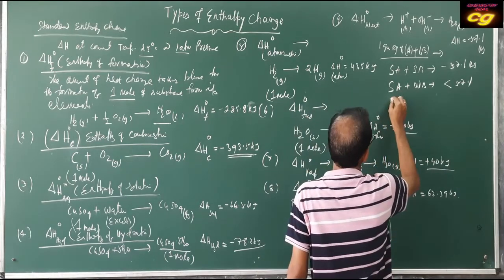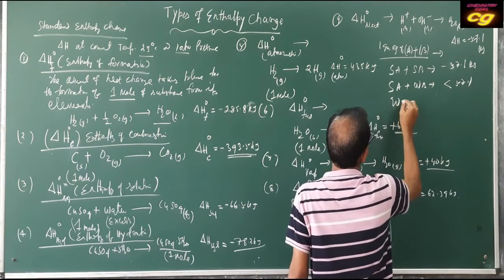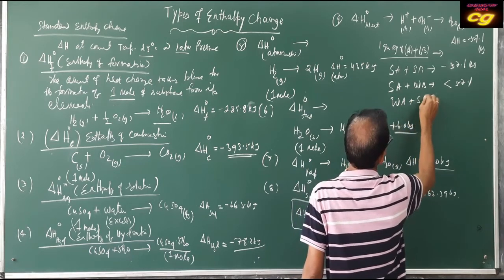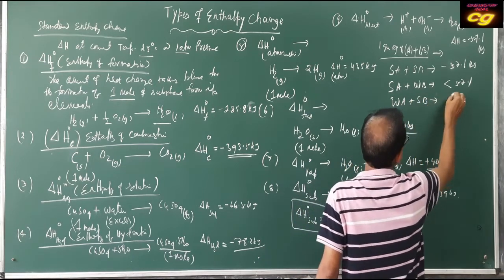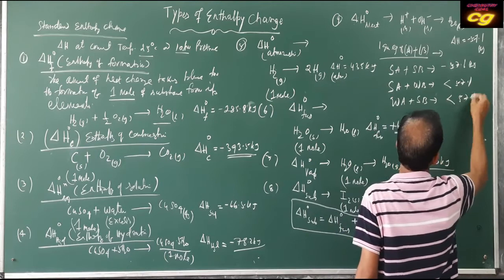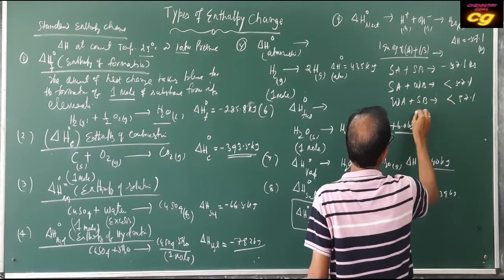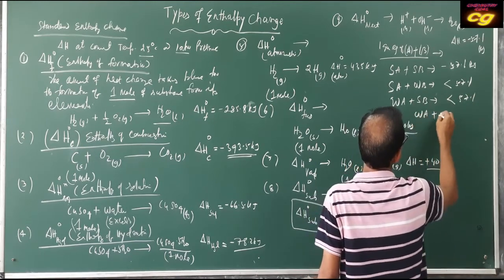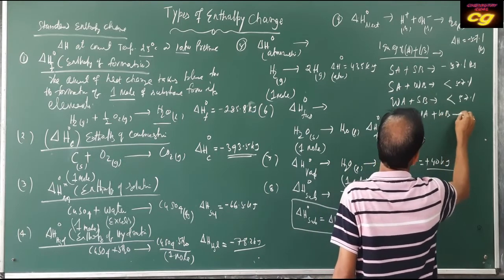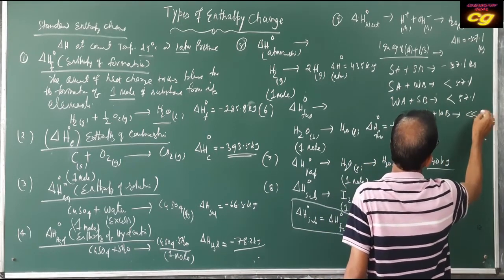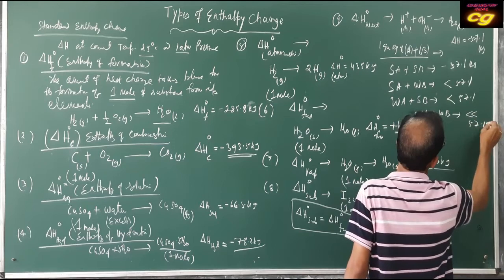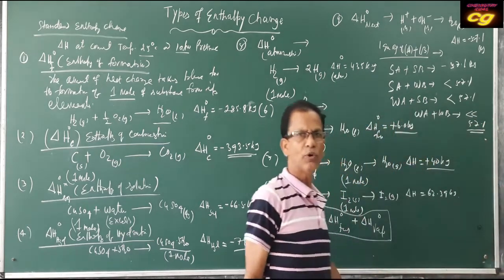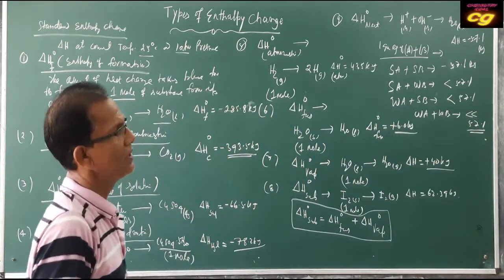If acid is weak and base is strong, the result will also be less than 57.1. If both are weak, weak acid plus weak base, the result will be very much less than 57.1. So this is a very important concept.